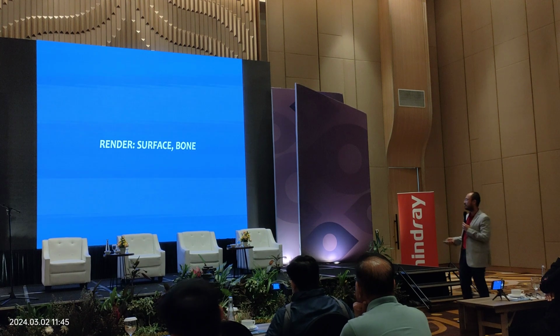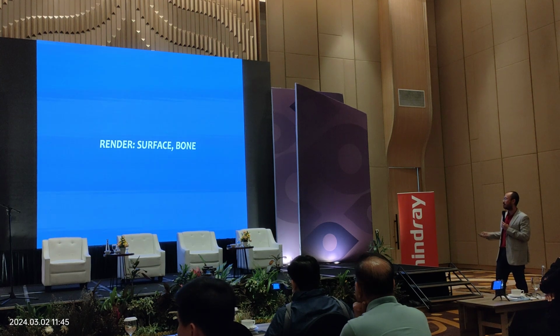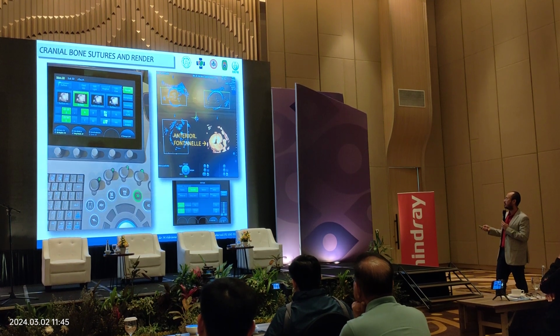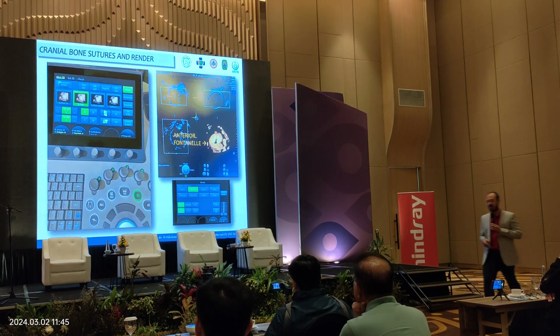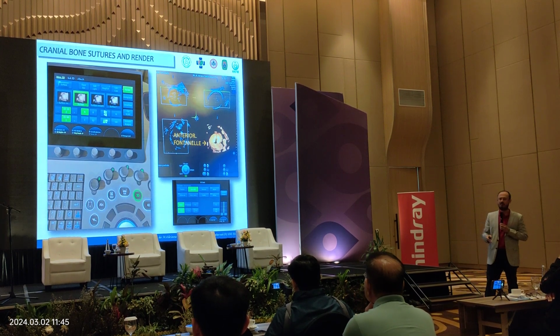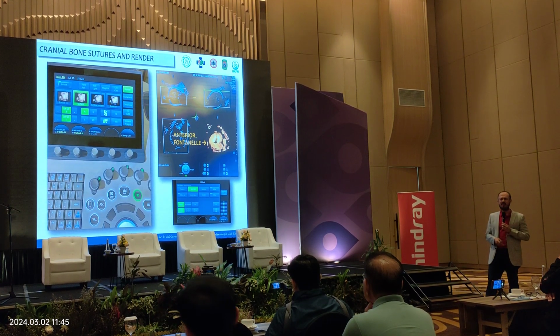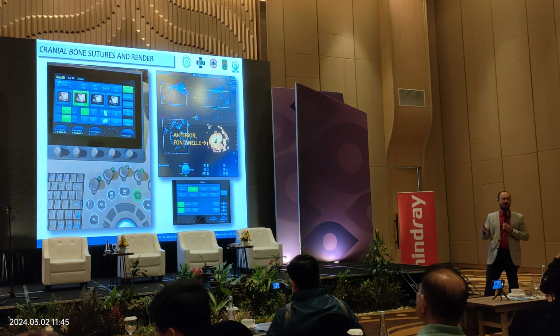And the next chapter is about how you use the render for surface and for bone. We can see in the transabdominal ultrasound, in the axial plane, if we put the dot on top of the corpus callosum or maybe the cavum septum pellucidum, we can see the anterior fontanelle. This may be beneficial to determine craniosynostosis or maybe some bone anomalies like thanatophoric dysplasia and so on.